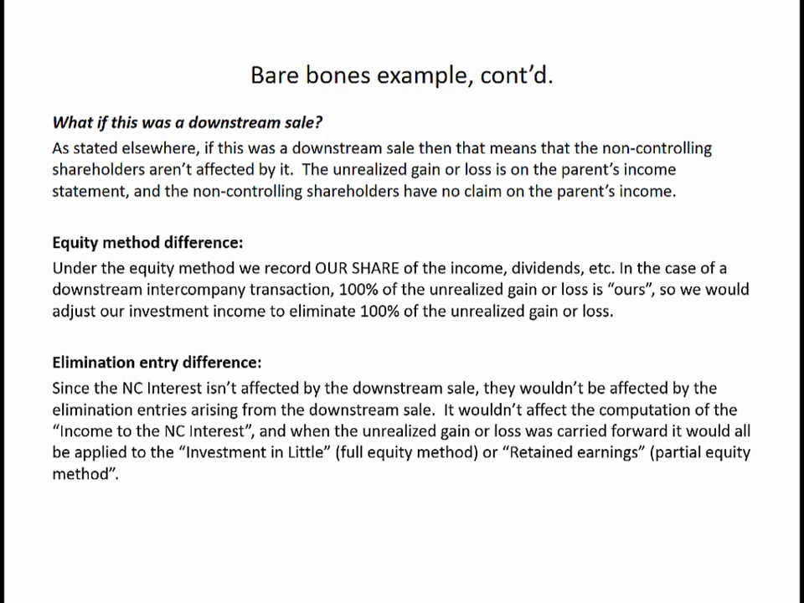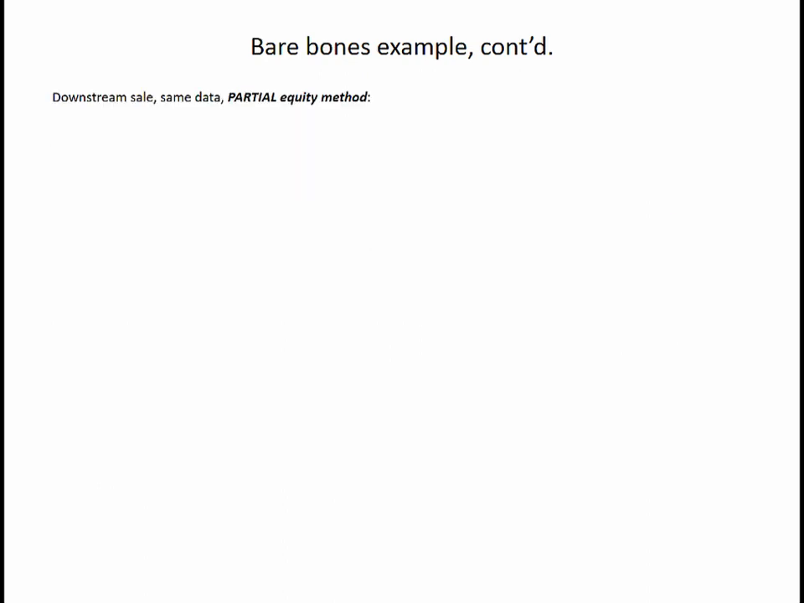As far as the elimination entries are concerned, since the non-controlling interest isn't affected by the downstream sale, they wouldn't be affected by the elimination entries arising from it. It wouldn't affect the computation of the income of the non-controlling shareholders. And when the unrealized gain or loss was carried forward, it would all be applied to the investment in Little under the full equity method, or retained earnings under the partial equity method. The non-controlling interest would not be involved with the elimination entries arising from this transaction.